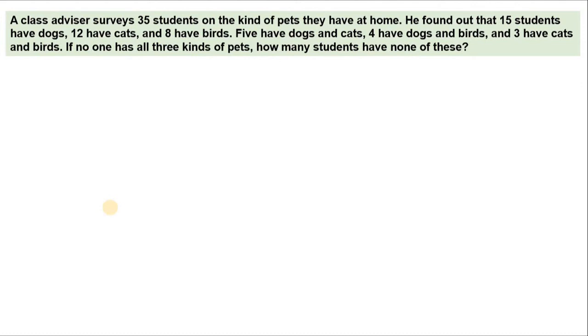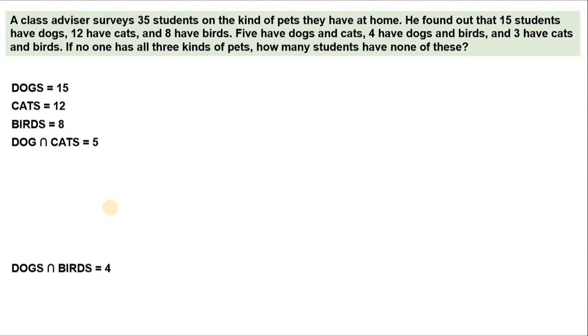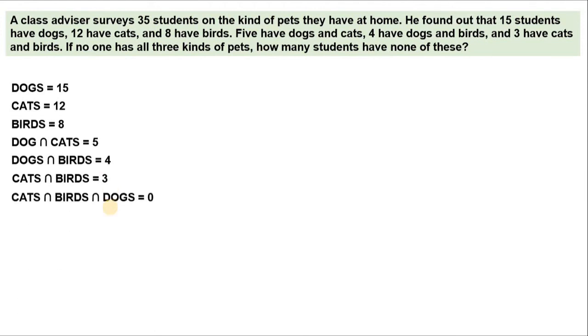So we're going to write first our given. 15 students have dogs, 12 have cats, and 8 have birds. And we have the intersection of sets, so 5 students have dogs and cats, and 4 have dogs and birds. We have 3 students have cats and birds at home, and 0 have cats, birds, and dogs at the same time.